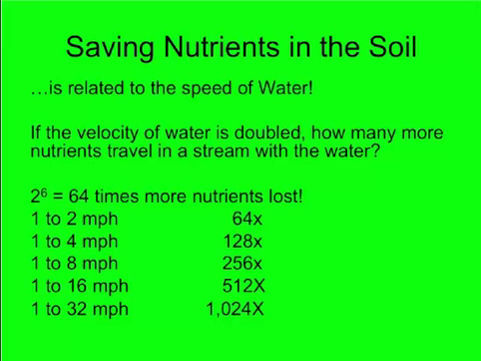And as you go down there, you can see we get up to, if we go from 1 to 32 miles per hour or 1 to 16, it's 512 to over 1,000 times more nutrients. One of the benefits of having no-till and cover crops is that it slows the water down. It forces the nutrients to drop its load in the soil so that the plants can absorb it. So no-till with cover crops helps to take care of part of this problem.